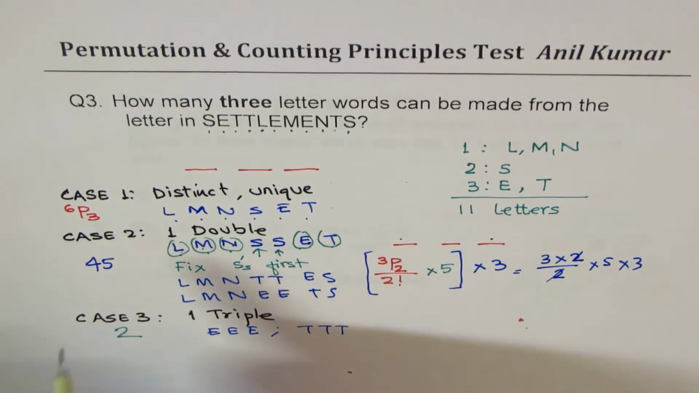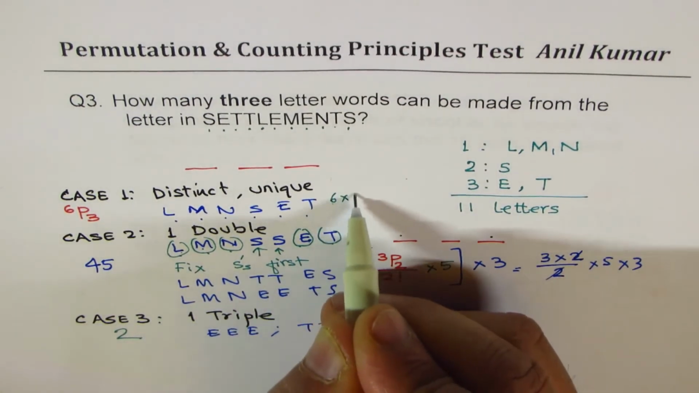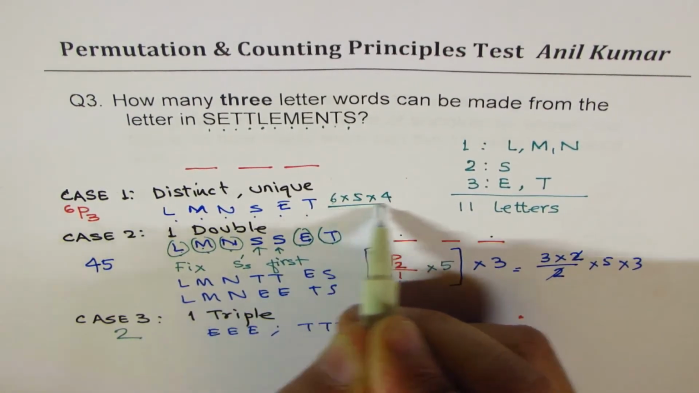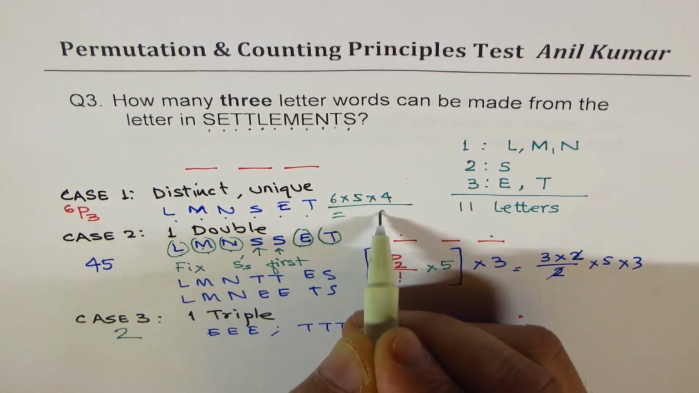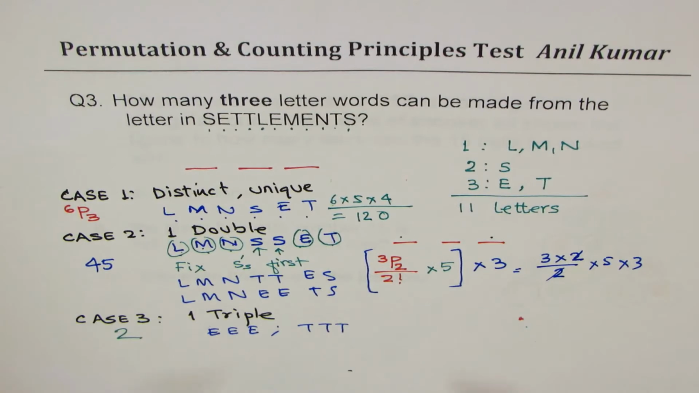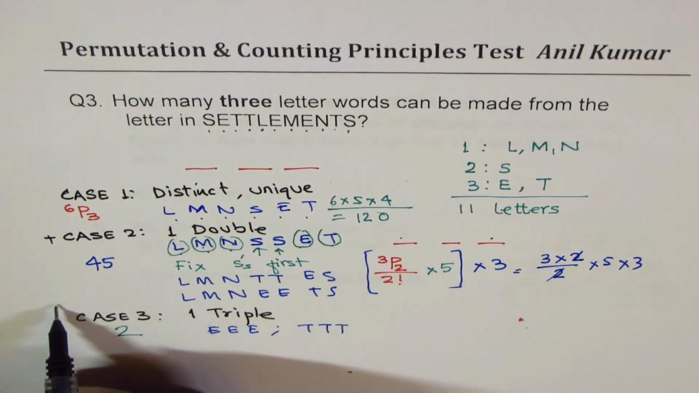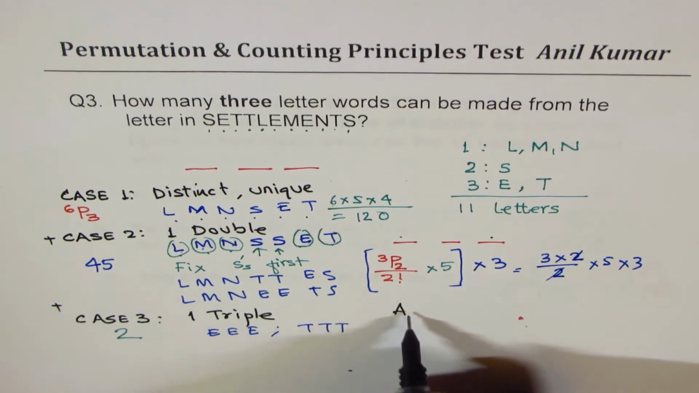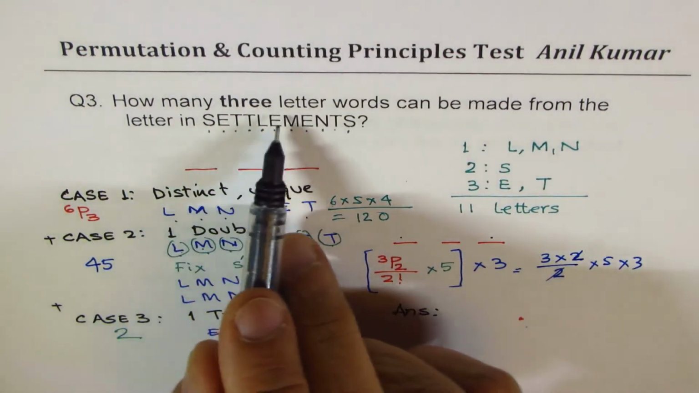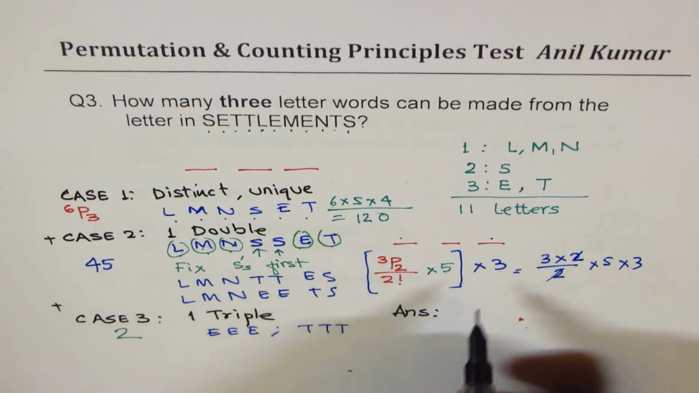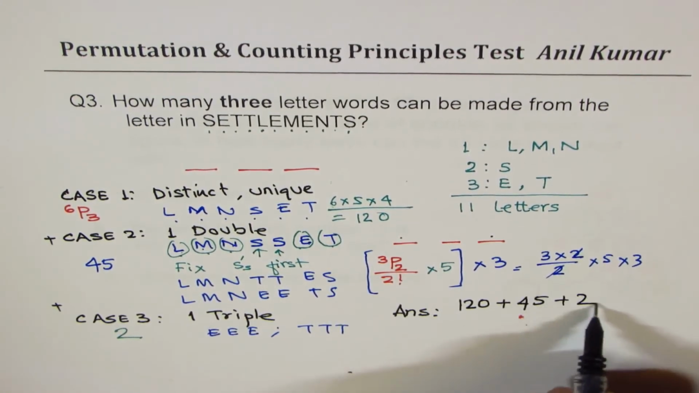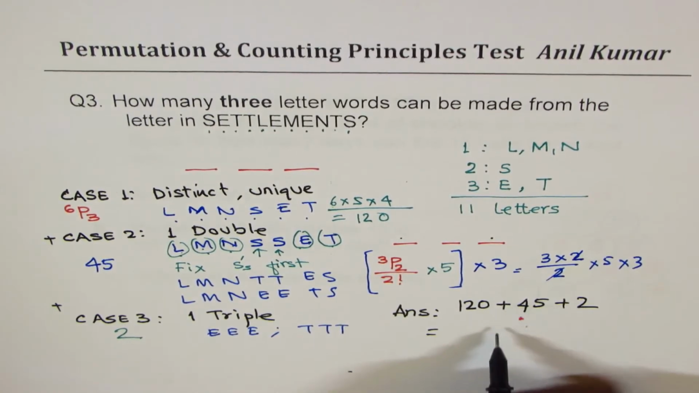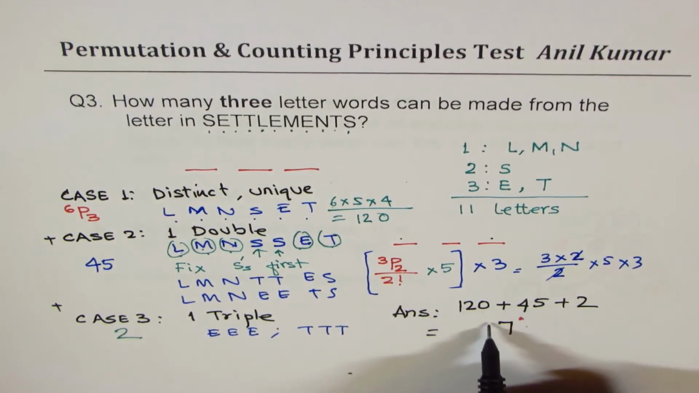We can find what 6P3 is. It is 6 times 5 times 4, so that equals 120. 6 times 4 is 24... 120, correct? So now we get our answer. We have to add all these. Does it make sense to you? The answer to how many 3-letter words we can have is 120 plus 45 plus 2. So that is the answer.